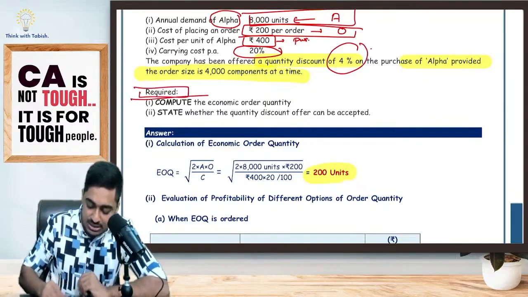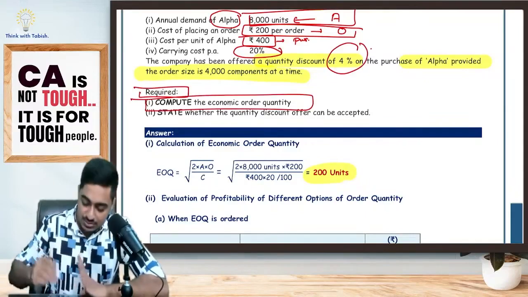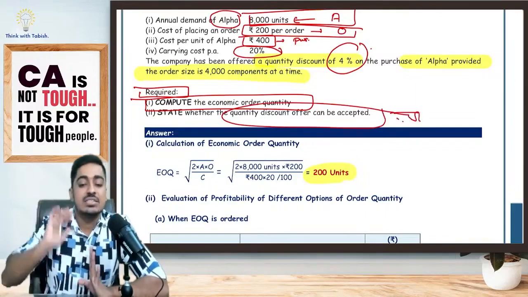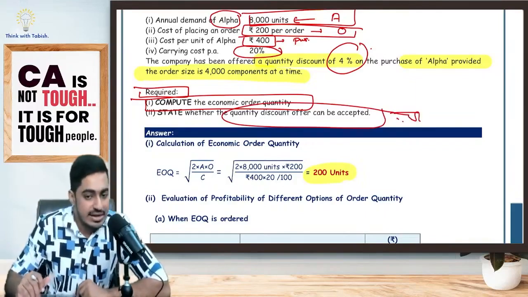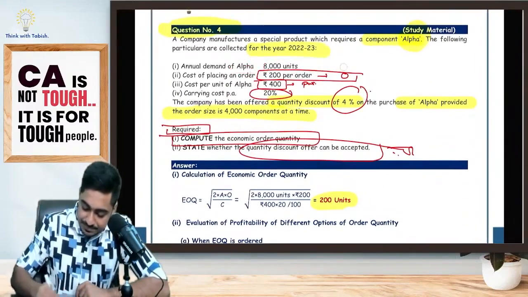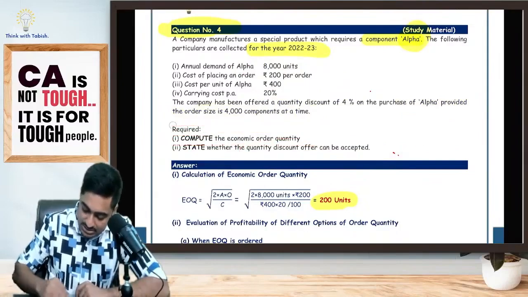Question is asking first, what is my EOQ? Second question is asking, supplier is giving me that discount, right? Should I accept that discount or not? Tell me. Okay, let us do the calculation. Simple. Yes or no, everyone? Pay attention. If you want, take a quick screenshot of the question.